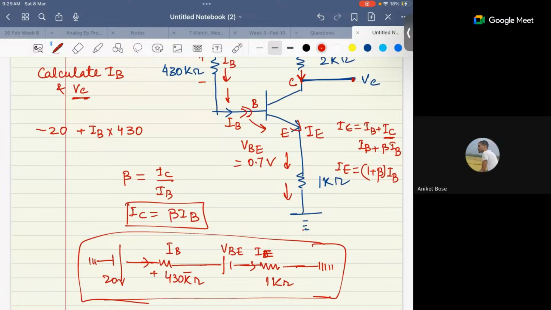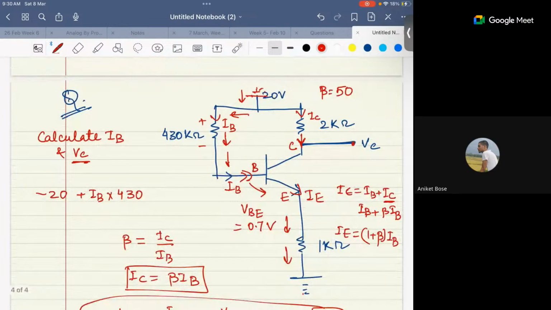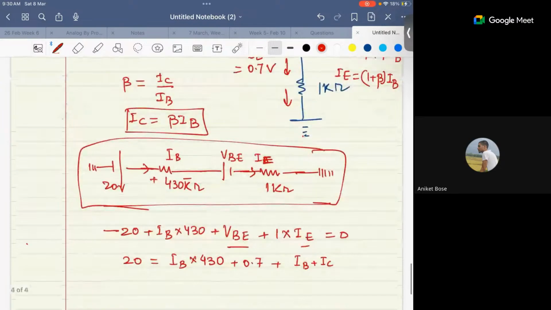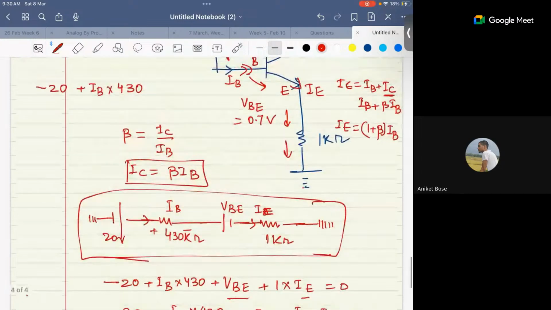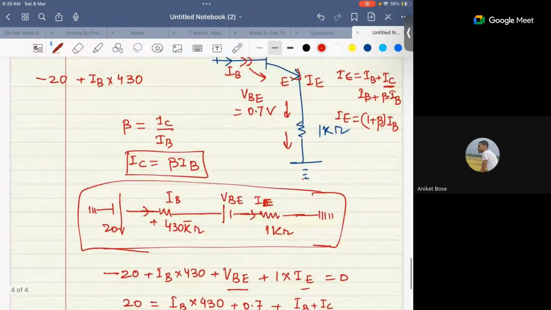Sir, isn't it breaking the KCL? How? Because, can you just scroll down? Here from 20 volt IB is coming out, and in the same branch we have also IE.